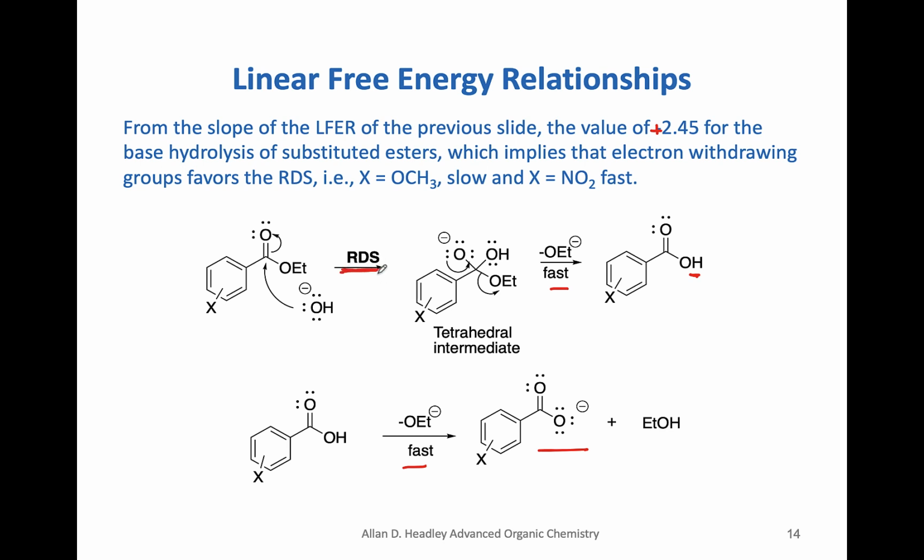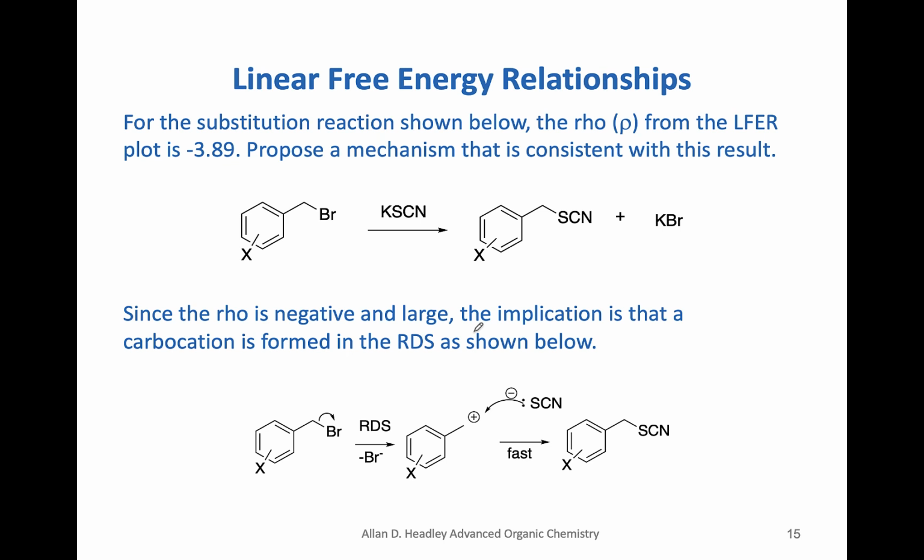How do we know it's the rate determining step? Because by changing the substituents here, we can change the rate of the reaction, which implies that the transition state here is relatively stable based on the substituents or less stable. Okay, let's look at another one here.